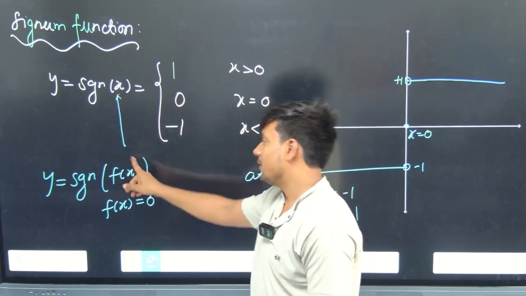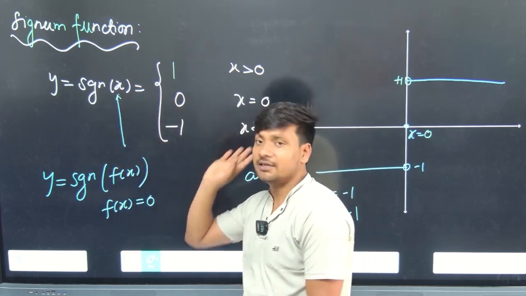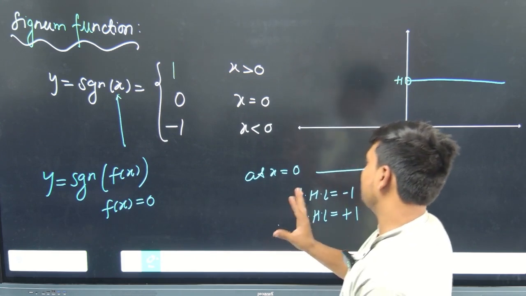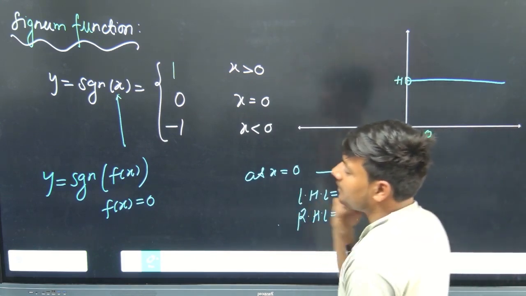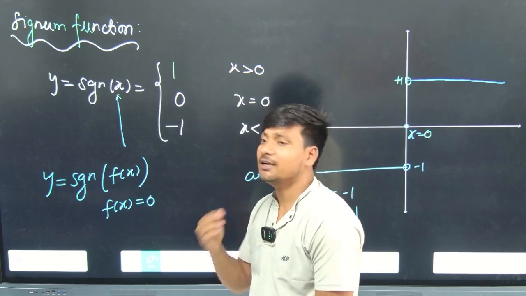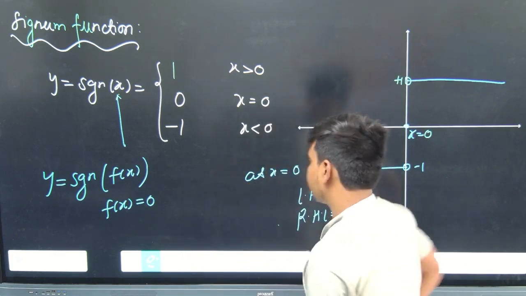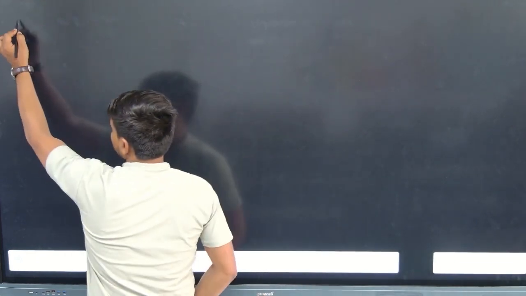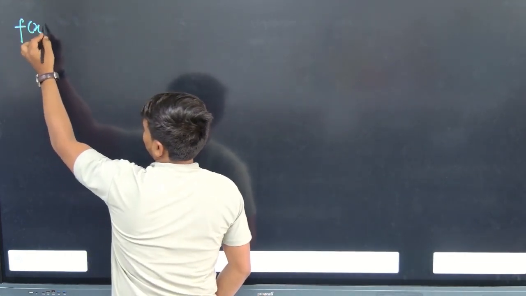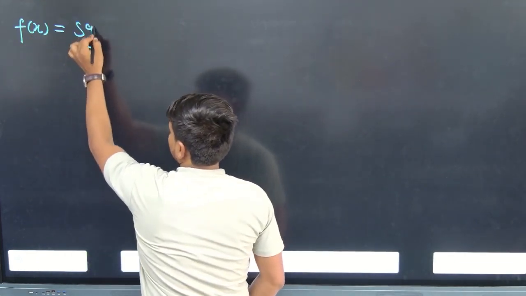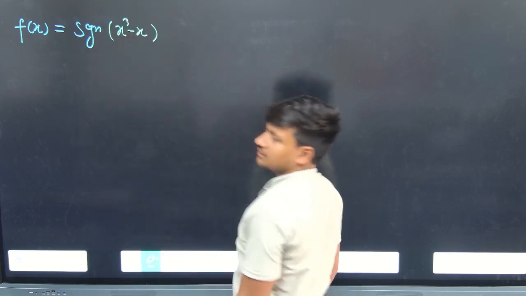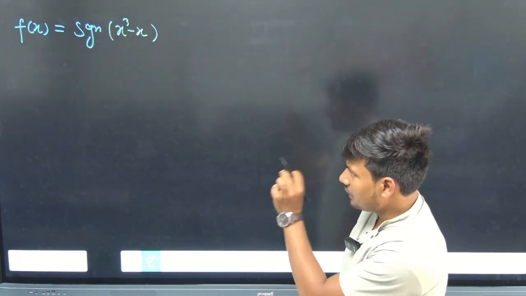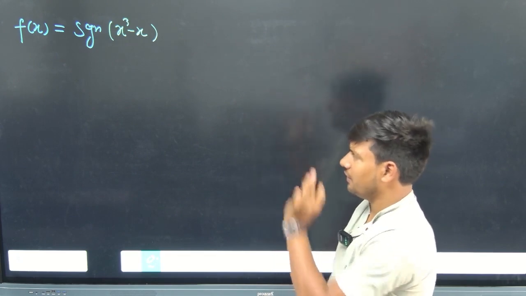That means whenever f(x) is 0, this function is discontinuous. So we will take some examples to see how we will describe or define the continuity of the Signum function. Suppose we have a function like f(x) equal to Signum (x cube minus x), and we want to discuss the discontinuity or continuity of this function.